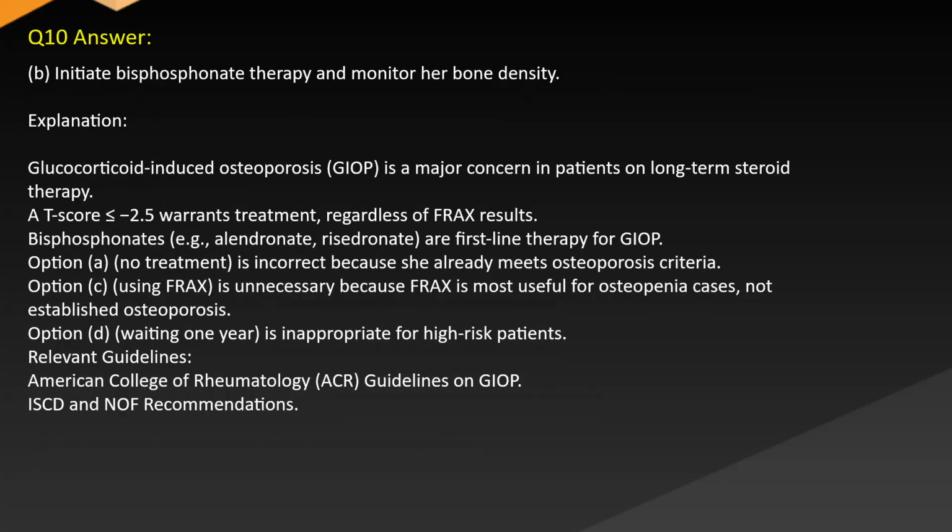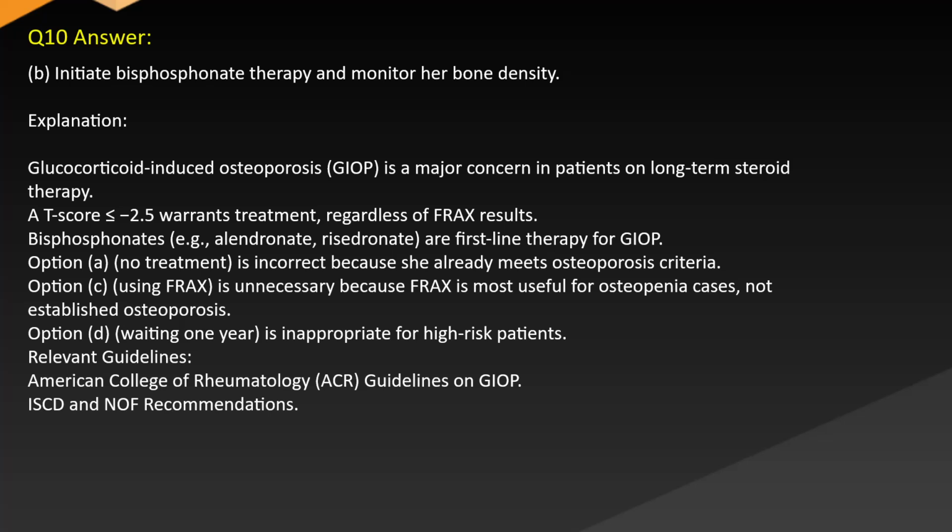Answer B. Initiate bisphosphonate therapy and monitor her bone density. Explanation: glucocorticoid-induced osteoporosis (GIOP) is a major concern in patients on long-term steroid therapy. A T-score of -2.5 or lower warrants treatment regardless of FRAX results. Bisphosphonates, e.g. alendronate, risedronate, are first-line therapy for GIOP.